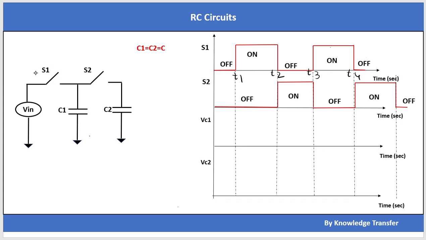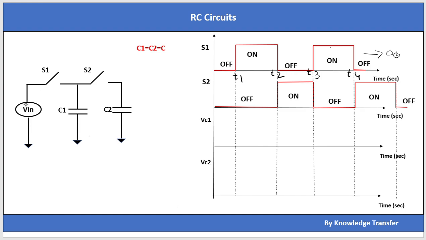Hello everyone. In this video, let's discuss switched capacitor circuits with a fixed DC input voltage. Here you can see there are two switches S1 and S2 which are being switched in this way. First S1 is turned on, during that time S2 is turned off, then S1 is turned off, then S2 is turned on, then S2 is turned off, then S1 is turned on. This kind of sequence will continue till infinite time.